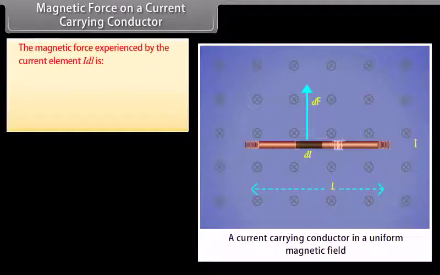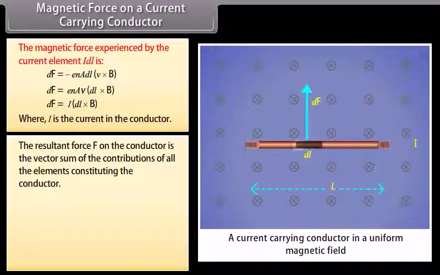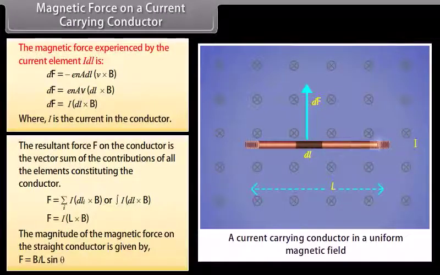The magnetic force experienced by the current element I dl is given by −e n A dl (v × B), which is equal to I (dl × B), where I is the current in the conductor. The resultant force F on the conductor is the vector sum of the contributions of all the elements constituting the conductor. Now we get the result F = I (L × B). The magnitude of magnetic force on the straight conductor is given by F = BIL sin θ.